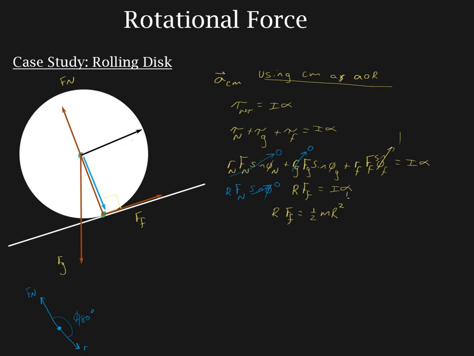And for alpha, we'll use a bridge equation. A is equal to alpha r. So alpha is equal to A over r. And so we get A over r for alpha. And now this r cancels with that r, and this r cancels with that r. And so finally we're left with the force of friction is equal to 1/2 ma.